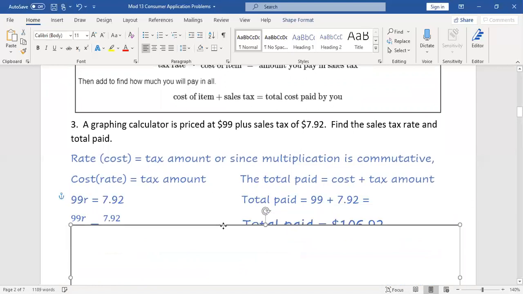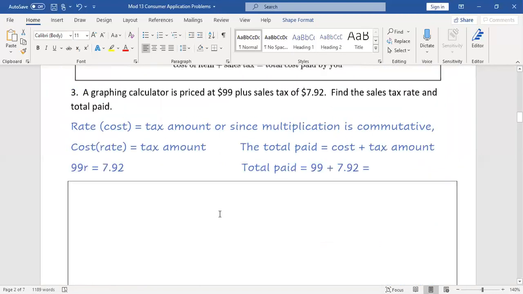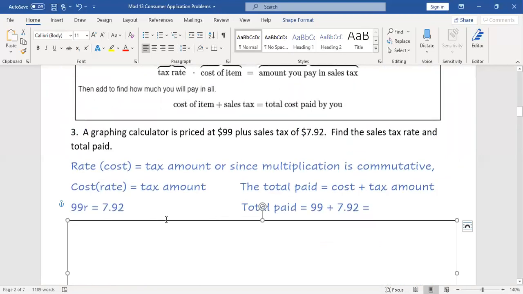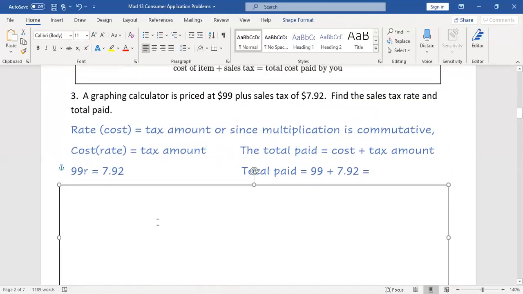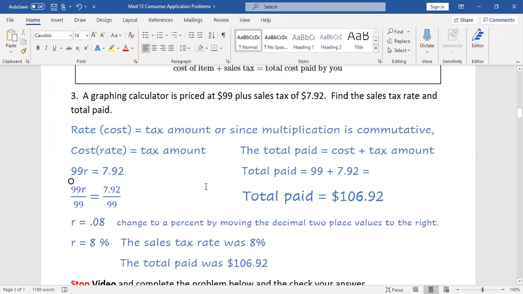So my unknown is the rate. You could use R or P. Often if it's a percent problem, I use the letter P, but since this is a rate, I like to use the letter R. So I have 99R equals my tax amount. Now, in order to get the rate by itself, I'm going to divide both sides by 99, and I get R equals 0.08. But since they want me to know the rate, we want to write that rate as a percent.